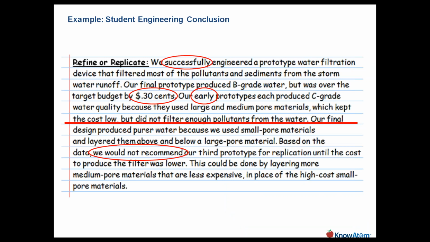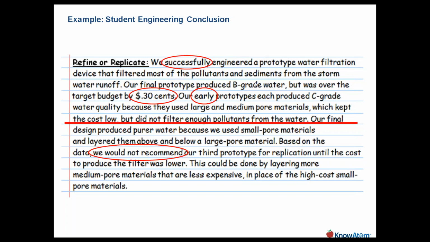One is we successfully engineered a prototype water filtration device. Successfully is sort of a qualitative judgment. I would have liked to hear that we engineered a prototype water filtration device that was able to produce B-grade water. That's what I'd be looking for, because B-grade water is something we can look up in the context of the experiment.